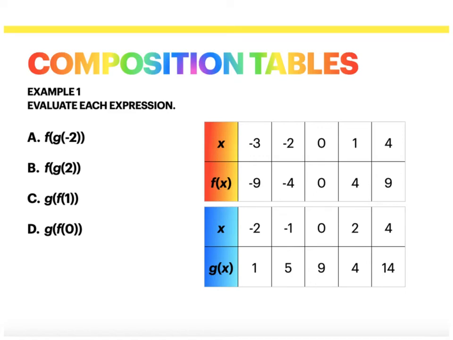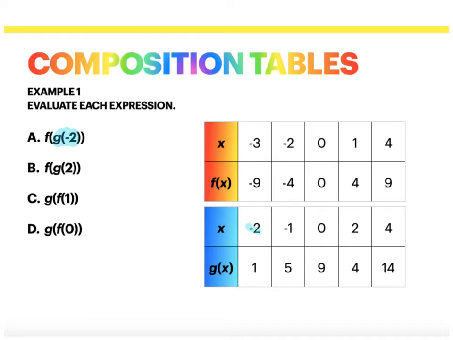Composition Tables Example 1. Evaluate each expression. Notice how in Example 1a we have f of g of negative 2. We're going to start by looking at the innermost function. So the innermost function here is the g of negative 2. So that tells us where to start. So we go down here to the function g of negative 2.